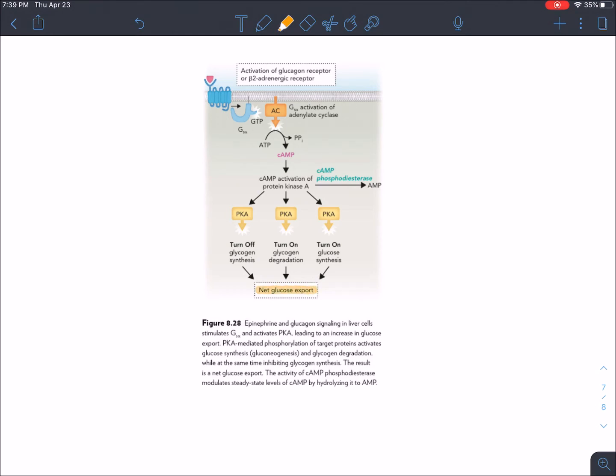by setting off a signaling cascade, which is done by protein kinase A and cAMP and this G-coupled receptor. And this signaling cascade ultimately leads to the deactivation of glycogen synthesis, the activation of glycogen degradation, and the activation of glucose synthesis.